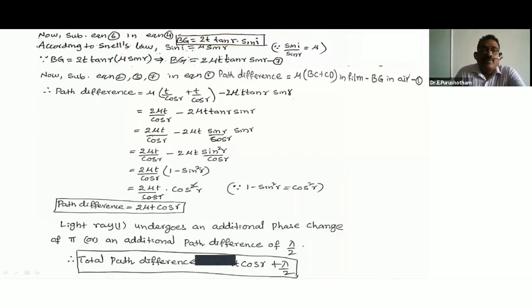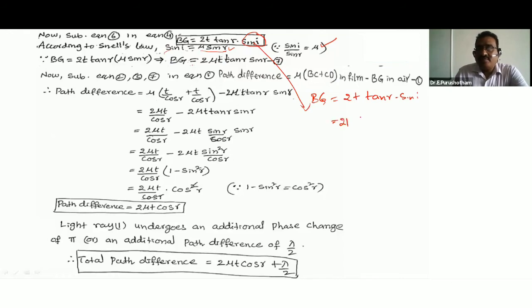Okay. So according to Snell's law, sin I by sin R is equal to mu. You know very well. From this relation, sin I is equal to mu sin R. So substituting at the place of sin I, you should take mu sin R. So BG is equal to 2T tan R sin I.